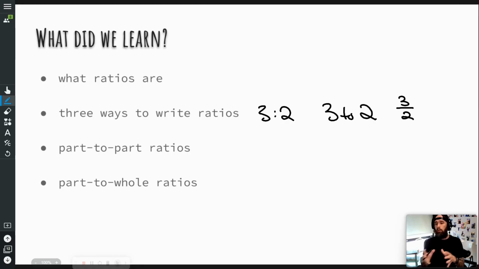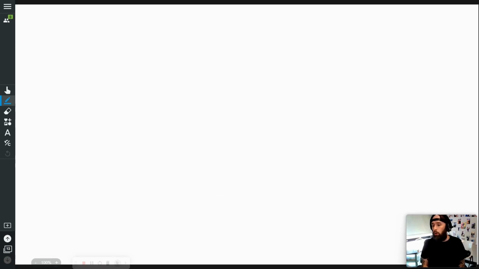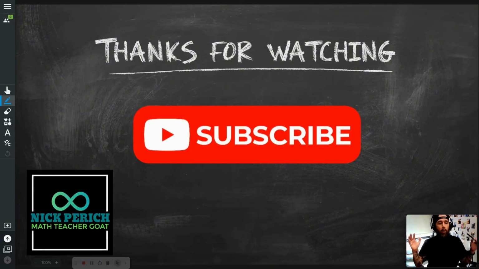Now we did part to part ratios. That was like apples to oranges. And if we had 3 apples to 2 oranges, then we would write out 3 to 2. But if I cared about apples to everything, then I would add my 3 plus 2 to get 5, and so we would have 3 to 5. So that's what we learned today in our first video about ratios and 6th grade math.